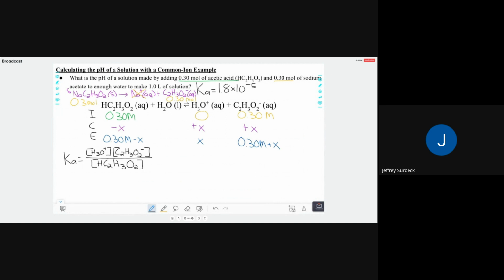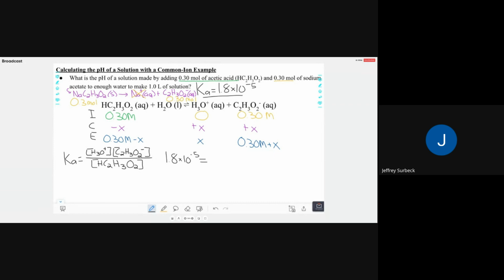And now, once we have this, I want to go ahead and actually start inserting our particular values. Okay, so remember, Ka is given from that chart, and so I'm going to replace this. I'm going to say 1.8 times 10 to the negative fifth equals our items at equilibrium. Except, do we really want to deal with the plus and minus X? No, because we'd have to use the quadratic.